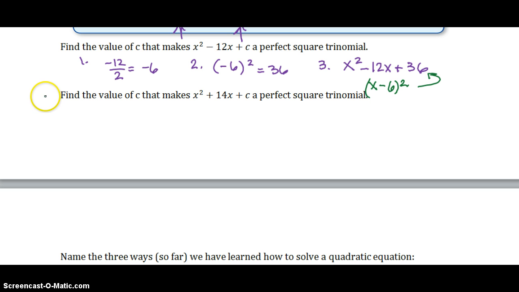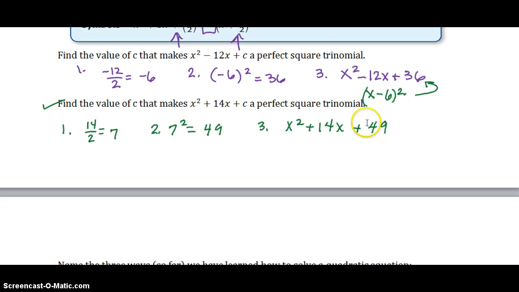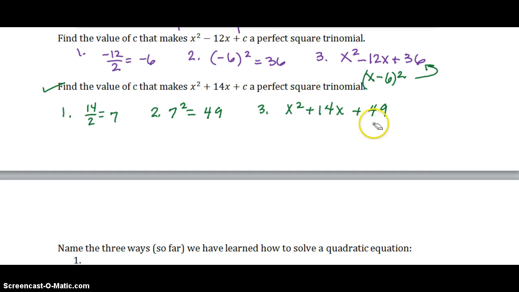Alright, I want you to try this one. Pause the video right here and see if you can figure out what C should be. And I want you to do step 1, step 2, step 3, just like I've modeled here. Alright, hopefully you also found the value of C is 49.